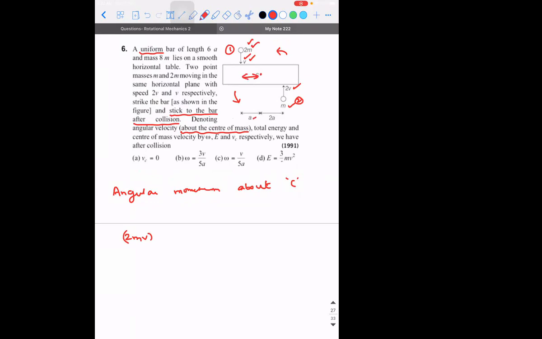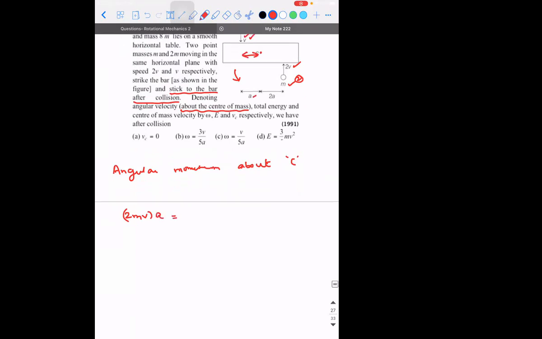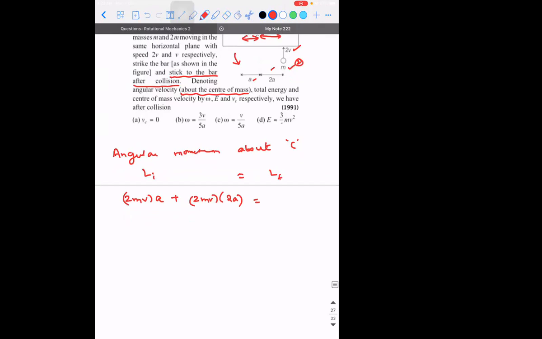They have given it. It is a, plus. So this is initial: 2mv into a, plus 2mv into, due to the second mass, what is this distance? That also they have given, 2a. This is equal to L final. Here again the translational motion is being converted to rotational, so whenever rotational comes, we need to involve moment of inertia. The moment of inertia about point C into omega.